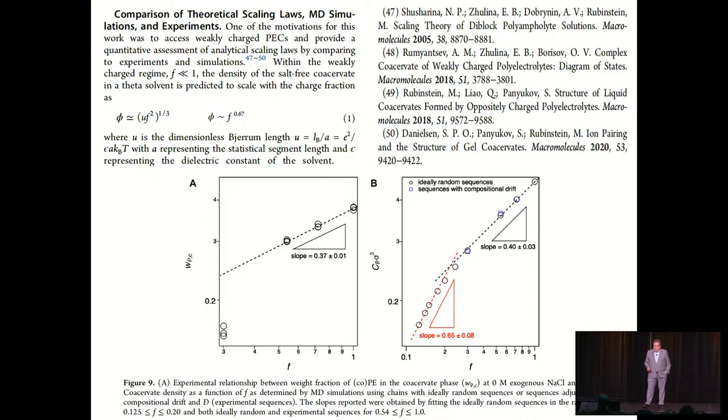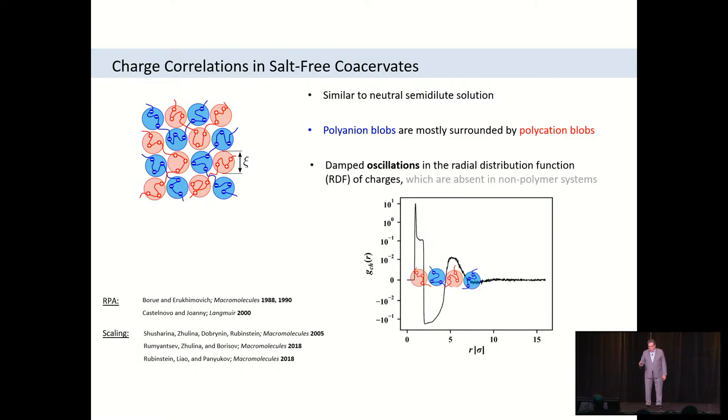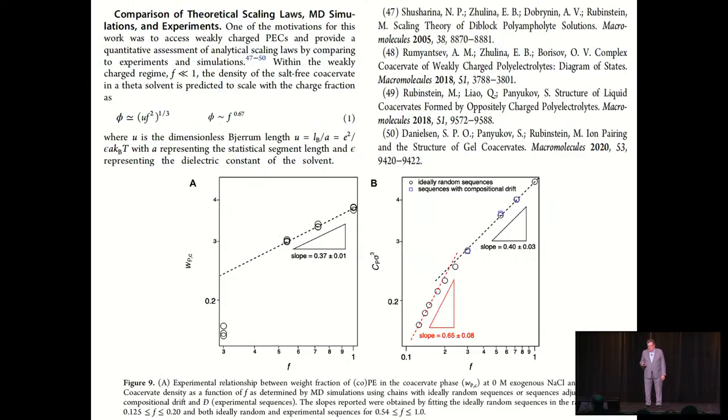We also used the same system to start to test some ideas that relate to correlations that one might find in polyelectrolyte solutions. There's an old prediction of Michael Rubinstein there in equation one that says that the polymer concentration on the dense side of the phase diagram at zero salt should vary like the two-thirds power of the fractional charge. And so we had four different polymers, and we tested that.